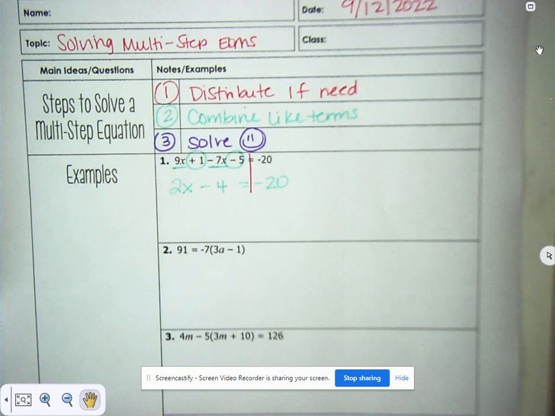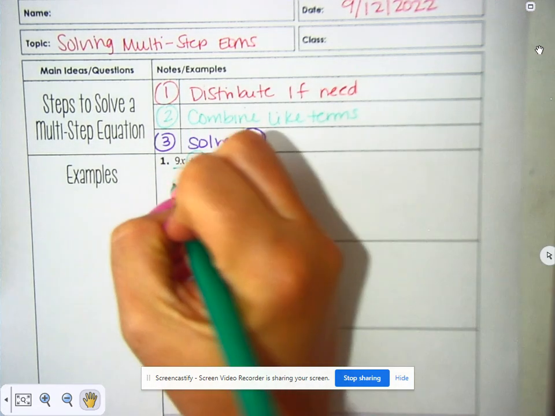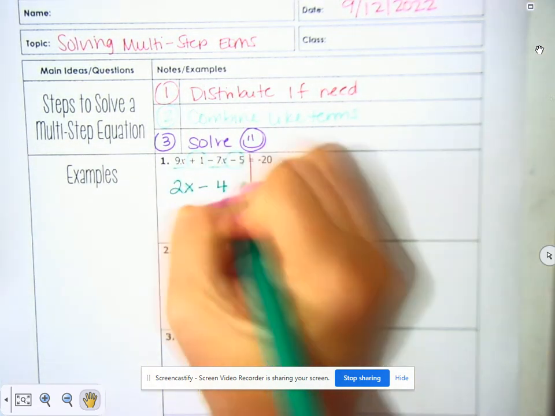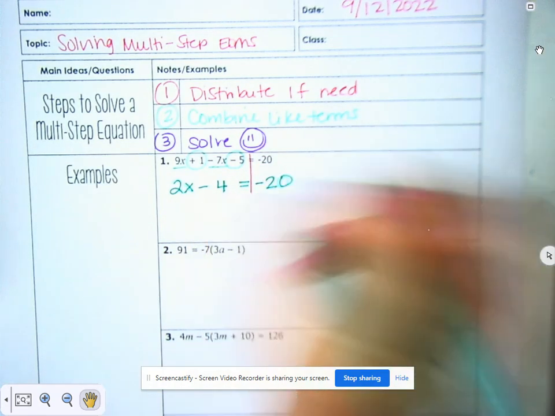It's hard to see that, so let me find a different color. Okay, a little bit better.